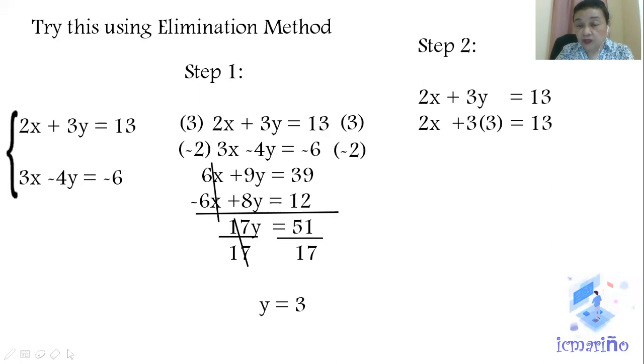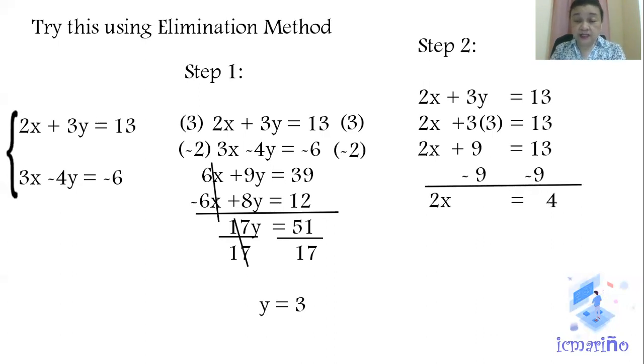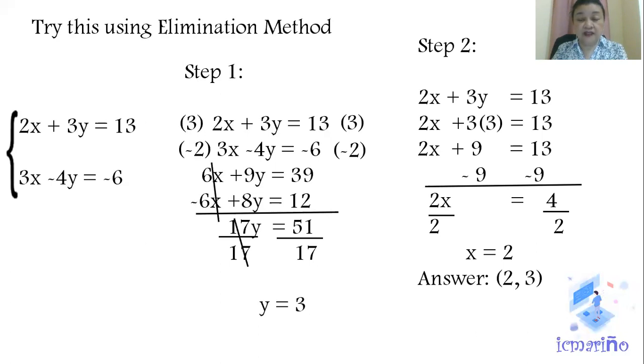So we have 3 times 3, and 2x plus 9 equals 13. We have to cancel out 9, so we subtract 9 from both sides. And that will give us 2x equals 4. Divide both sides by 2 to cancel out 2, and it will give us x equals 2. So our answer is x equals 2 and y equals 3.